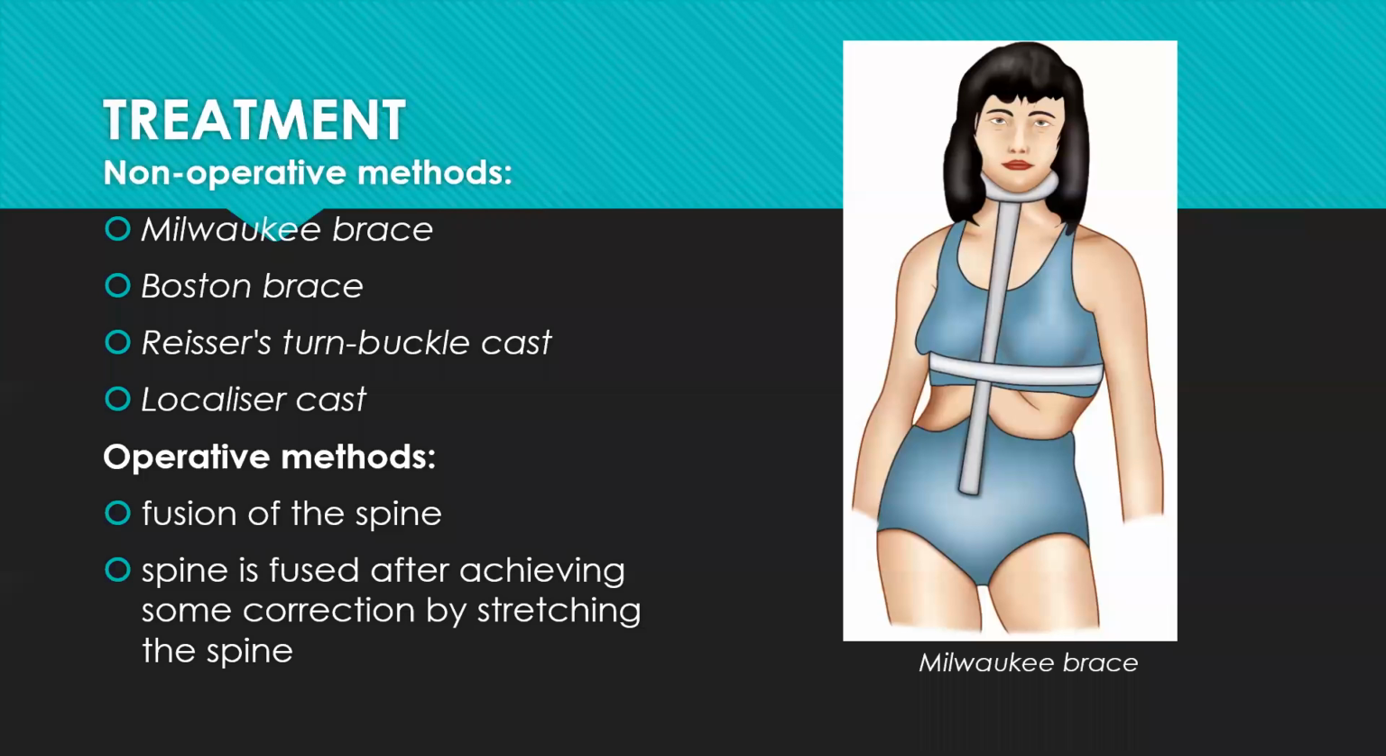This particular name, the Milwaukee brace, you should remember. And the surgical option is to correct the deformity and fuse the spine using pedicle screws and rods. Anybody having any other doubts?